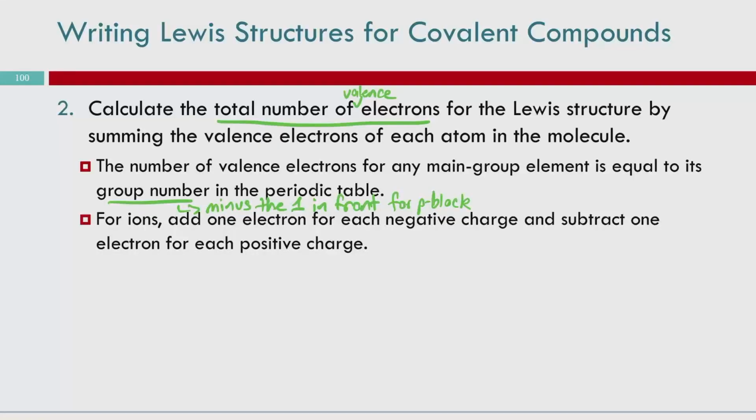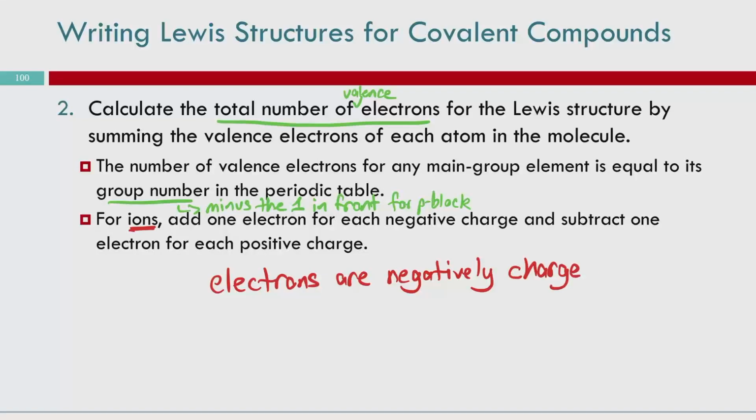And we will occasionally have ions, so charged particles. Electrons are negatively charged. You may remember. And since electrons are negatively charged, we're going to add 1 electron for each negative charge. We won't do a ton of stuff with ions. Mostly we'll be dealing with neutral molecules, but they will come up a couple of times.